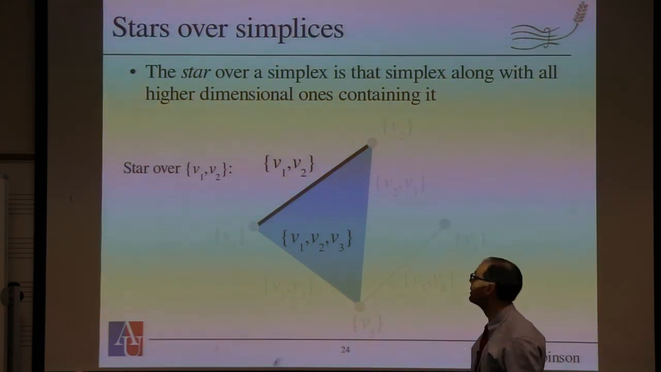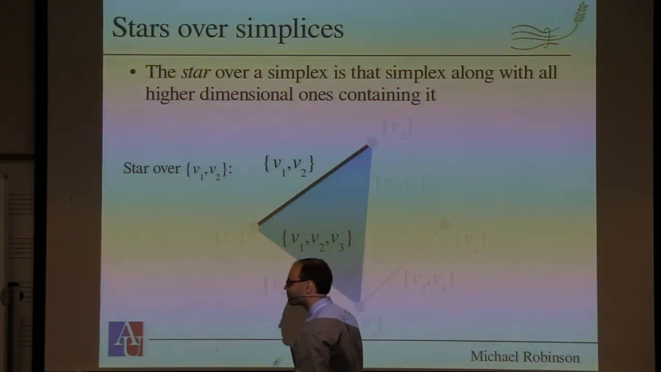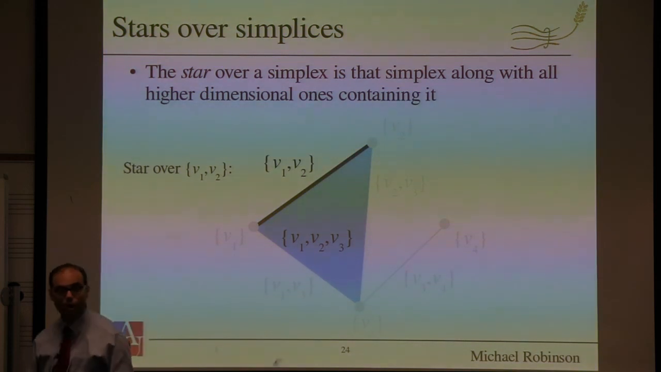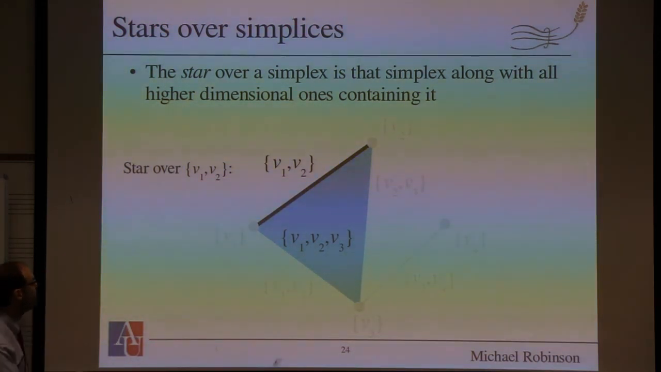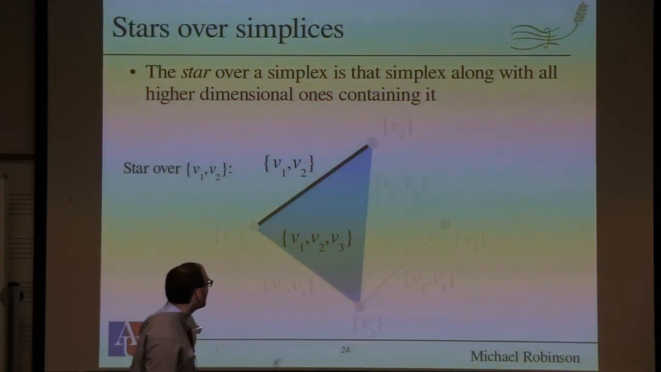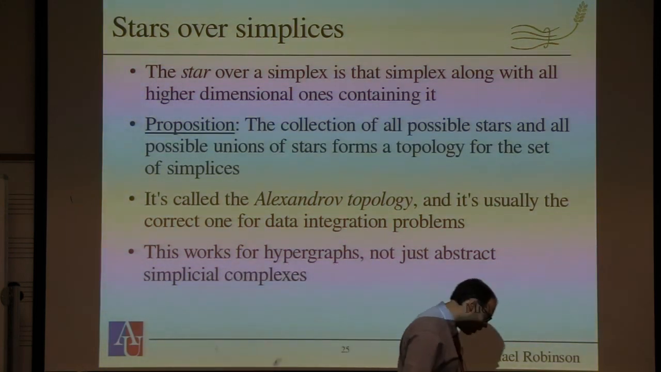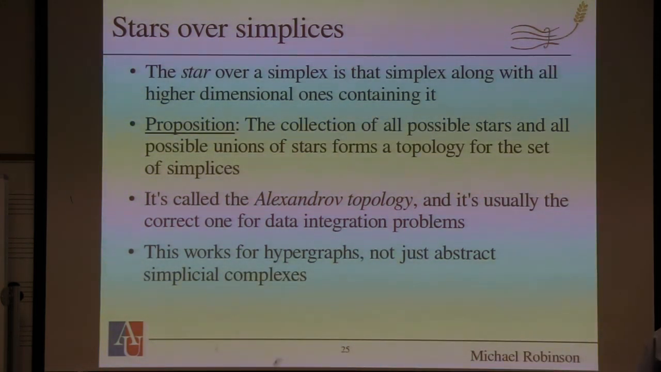And it's really the right one to use for data integration. Works for abstract simplicial complexes, just as I showed you. Works for hypergraphs as well. Works for any preorder, in fact. You can build this. That's kind of handy. And so this is the topology that really represents things nicely.